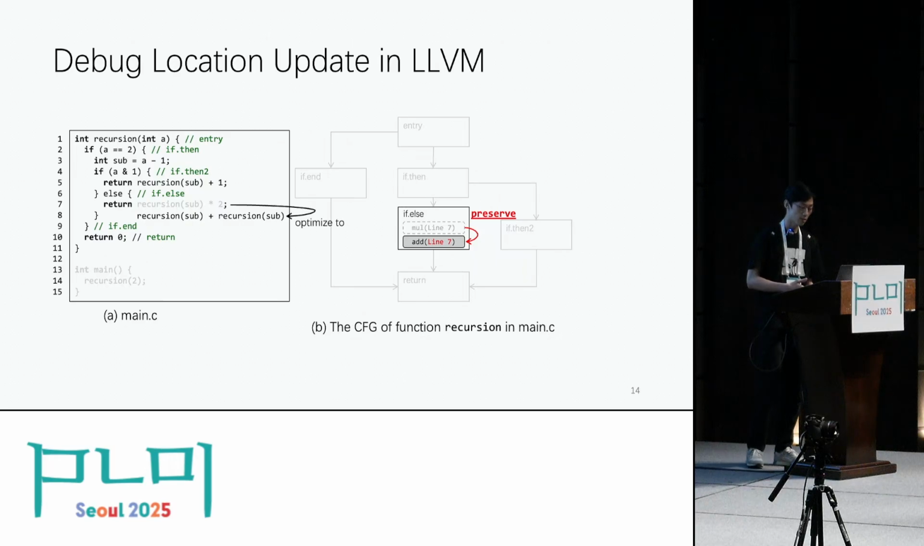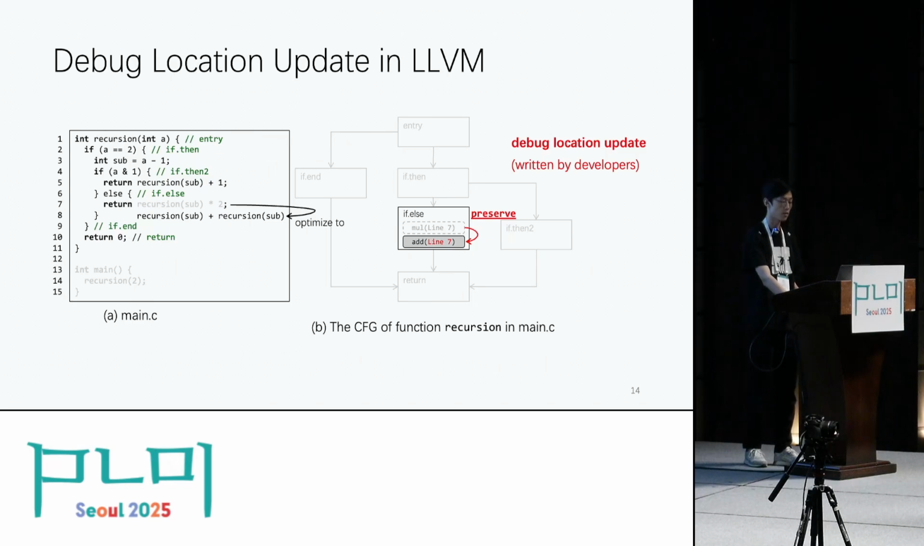To avoid this debug location loss, the debug location attached to the deleted instruction could be preserved to the semantically related new instruction, which means we copy the debug location of the instruction mul to the instruction add. This process is called the debug location update in LLVM, which is required to be written by optimization developers in optimization code.